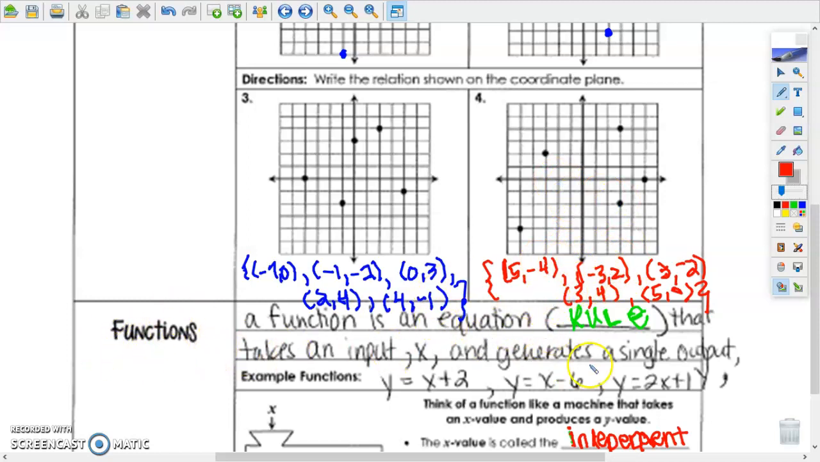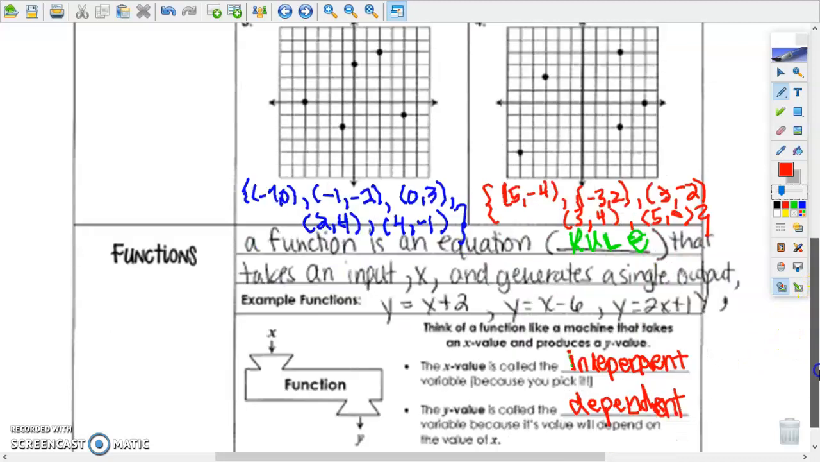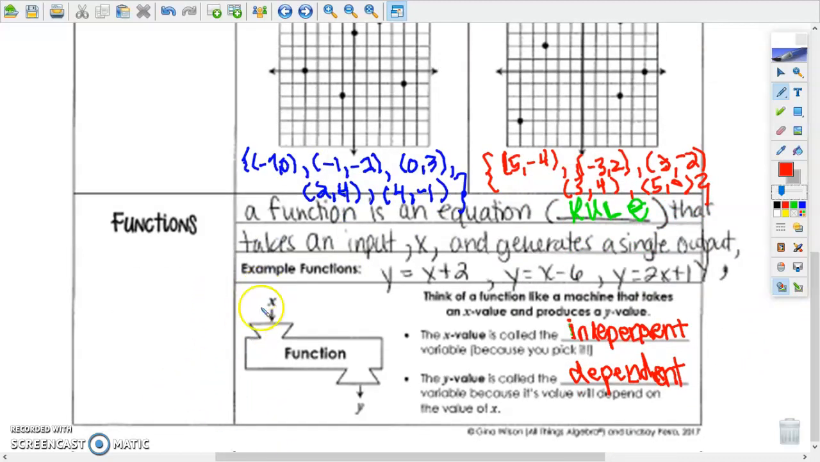So a function is a special type of relationship and we write it as an equation or a rule that takes an input x and generates an output y. You've seen function machines in elementary school: a number goes in, something happens to it, and a different number comes out. The x value is called the independent variable. We're going to talk about that a lot when we get to some real problems. And then the y is the dependent variable, just like you're learning in science.